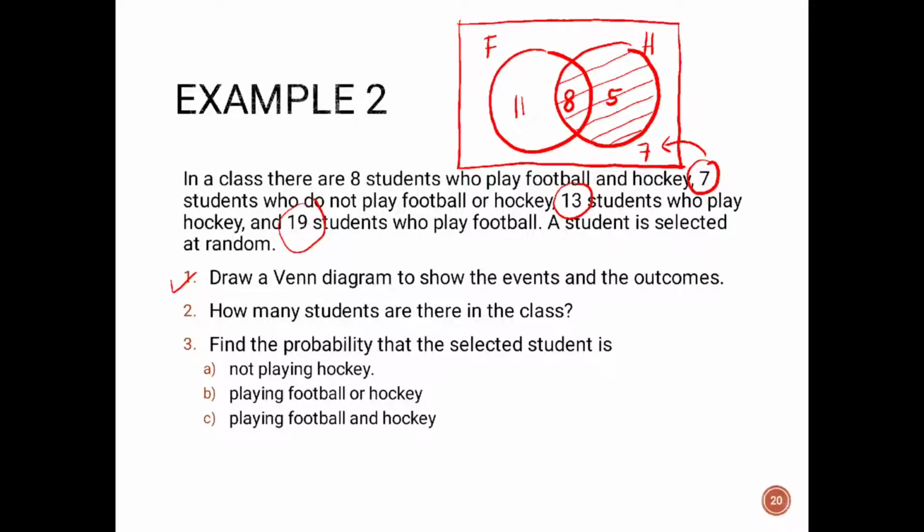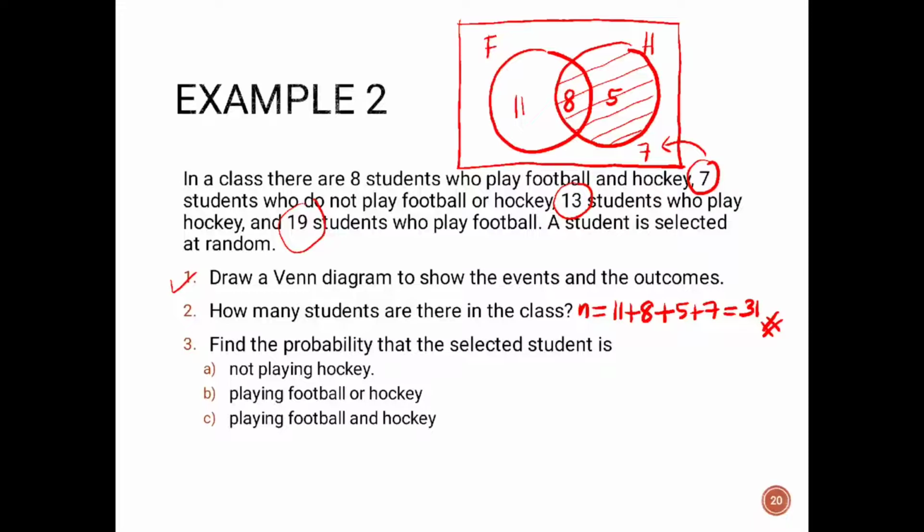Okay, how many students are there in the class? As you can see, there are 11 plus 8 plus 5 plus 7, and that's 31. 31 students.